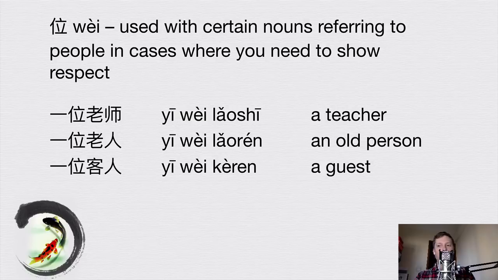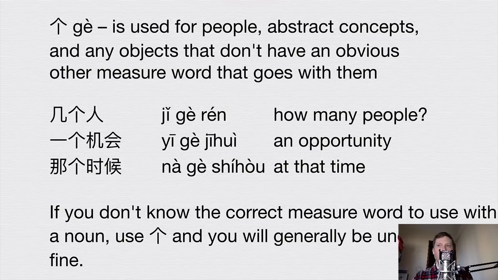So normally when we're talking about people, we use the first measure word I talked about, 个. But in situations where you want to show respect, you use 位. And in restaurants, they will also ask you how many people, 几位, which is another usage of this character. And lastly, we have this character, 个, which is the measure word that I taught you about first. And it's used for people, abstract ideas or abstract concepts that you can't really put any material measure words with. And also any other objects that don't have a set or an obvious other measure word that goes with them. So anything that can't fit into any of the other categories will use 个 as the measure word.